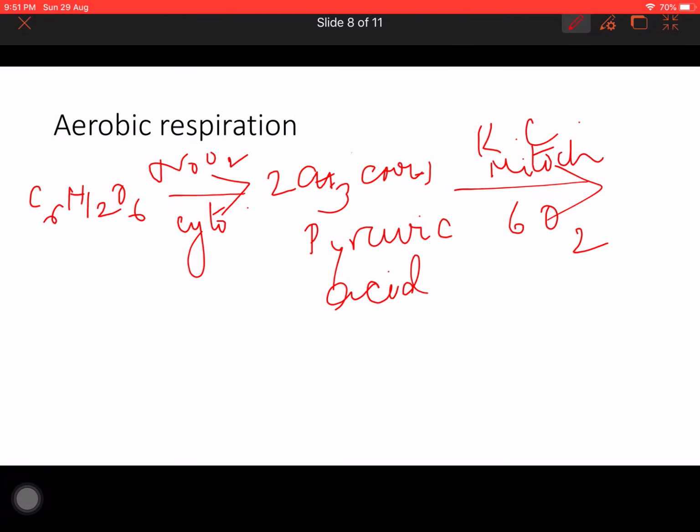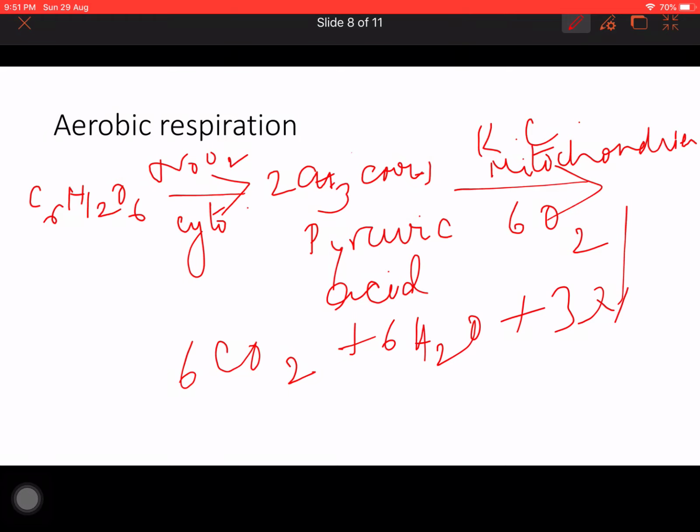And what is happening there? Now, what is the end product of that? The end product is 6 CO2 plus 6 H2O plus 38 ATP. So this is the overall reaction, right? There is no need to break down everything; it is the overall reaction that is happening there.